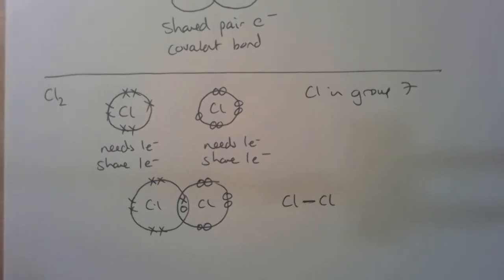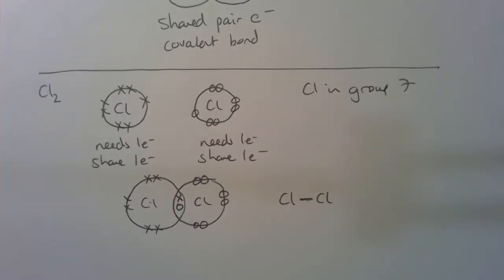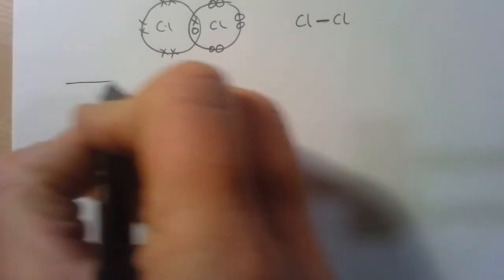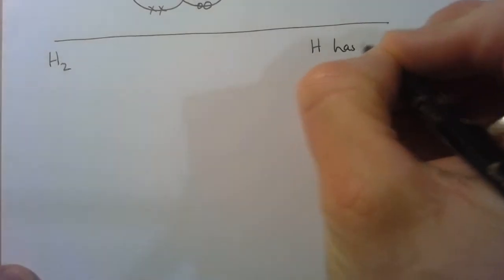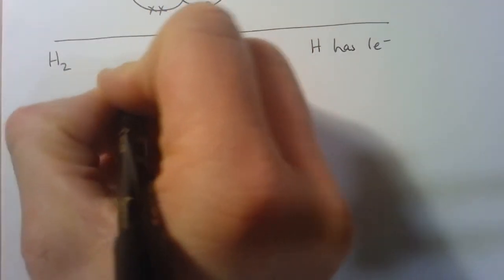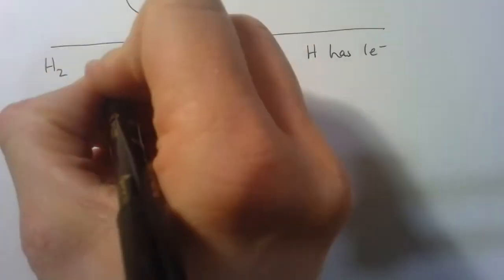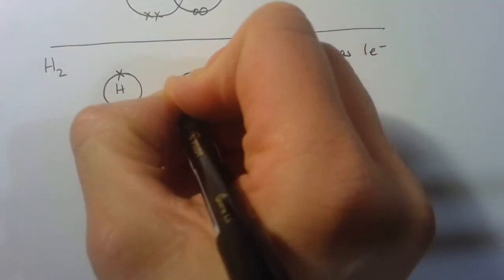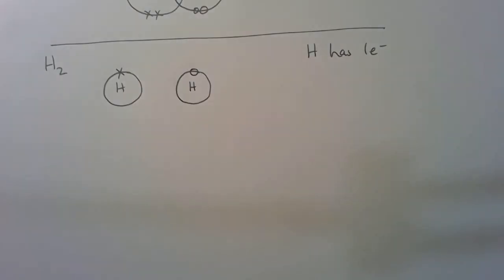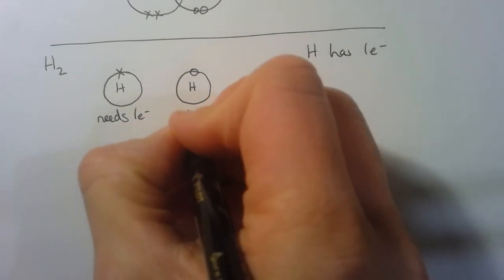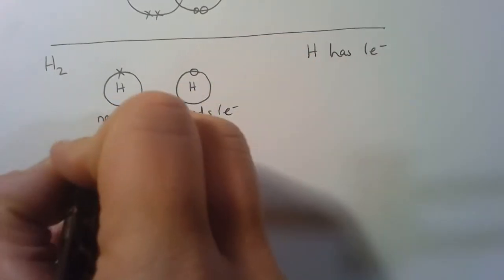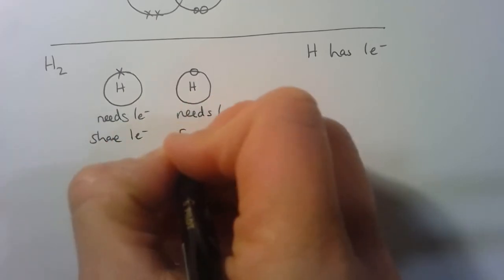Let's have a look at a case involving hydrogen now. So we're going to look immediately at the hydrogen molecule, the H2 molecule. So hydrogen is a special case. It doesn't really have a group number, but hydrogen has just 1 electron. And we remember from our earlier work that because hydrogen is such a small atom, it in fact, unlike all of the other atoms, needs only just 1 more electron. So each of these need 1 electron, and therefore they are both going to share 1 electron.